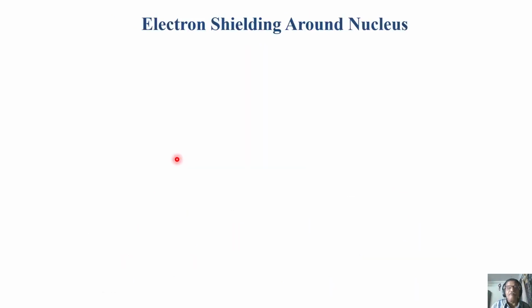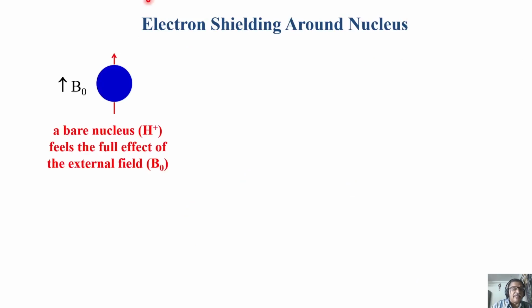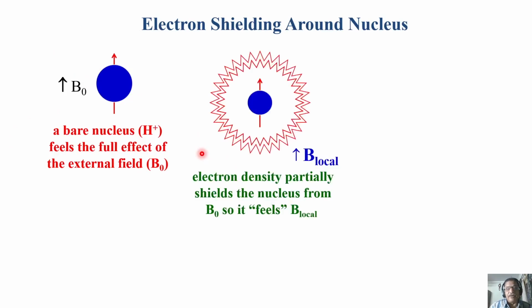Please remember. Okay. So now electron shielding around the nucleus is like this. Look at a bare nucleus. Assume there is no electron at all, a bare nucleus. It feels the full effect of the external magnetic field. The external magnetic field B naught is here. It sees the full effect of it. There is nothing else coming into the picture in between the nucleus and the magnetic field.